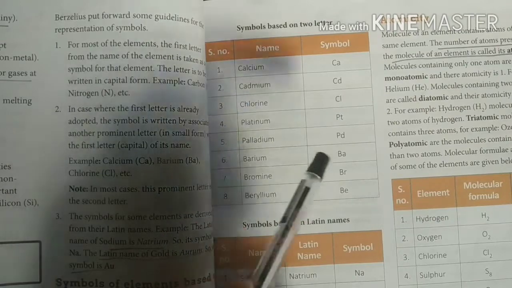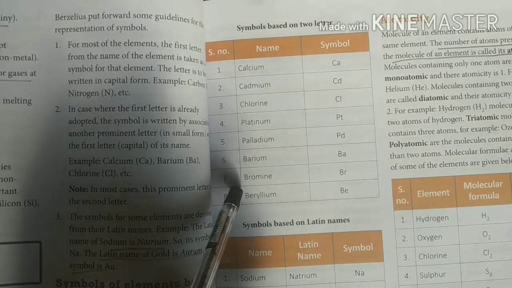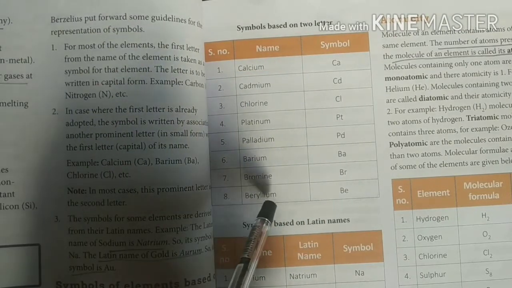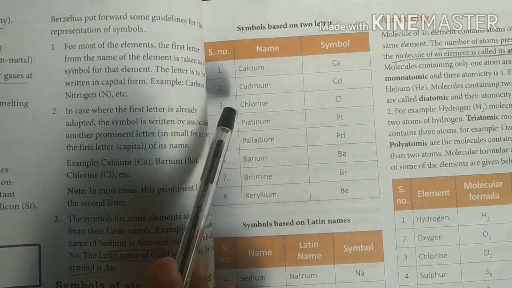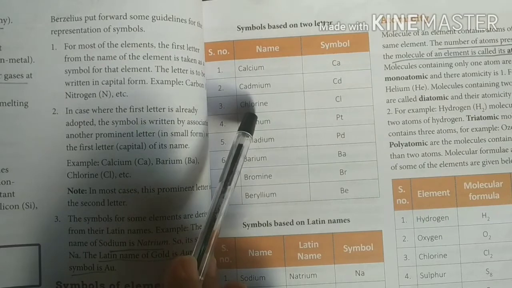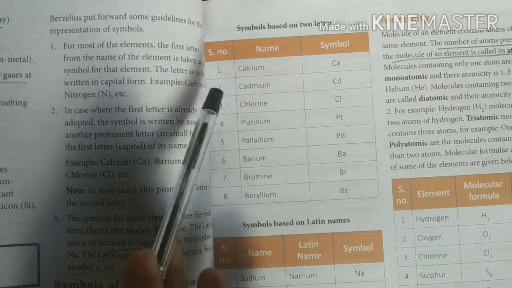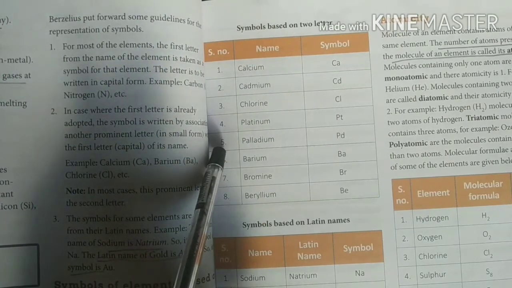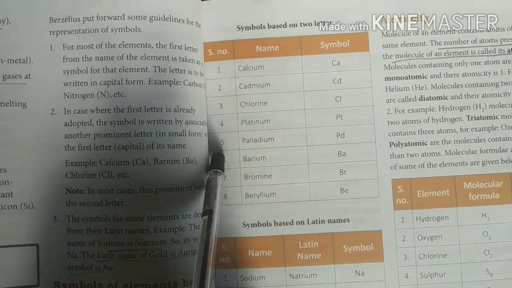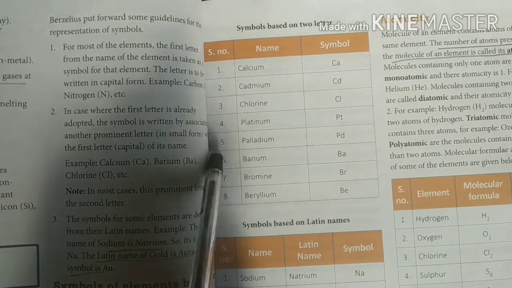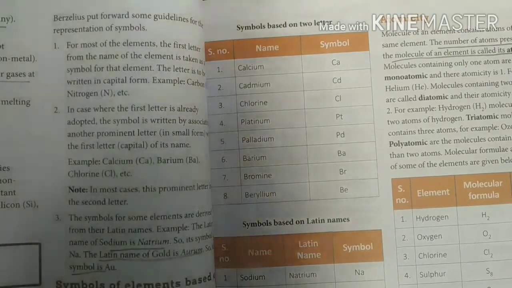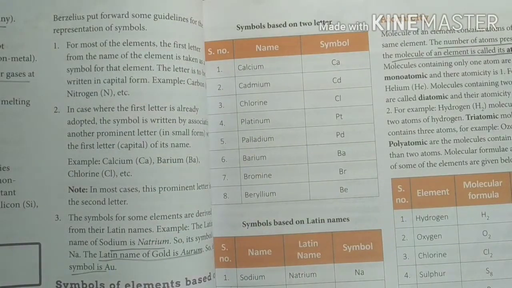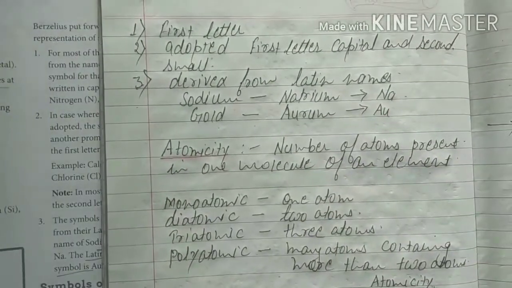Okay, it's like barium, again first and second. Bromine, Br. Beryllium, Be. But what about platinum? It is P and the fourth letter T. Chlorine, C and the third letter L. So you cannot rely only on the first letter, thinking we don't need to learn it, as it will be asked by somebody, or in the examination I'll write the first letter. No. It will be totally wrong. So you have to go through it. Okay. After that also finished.